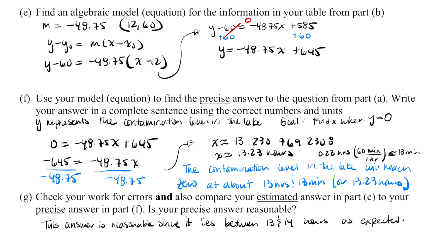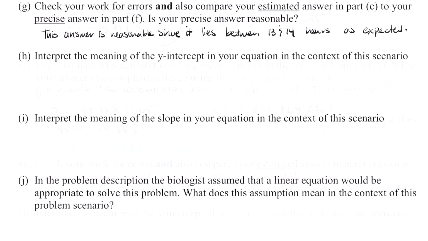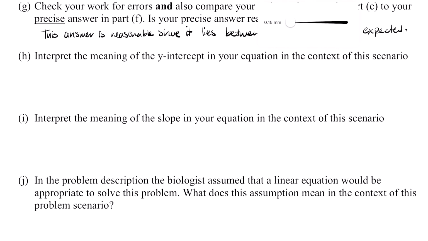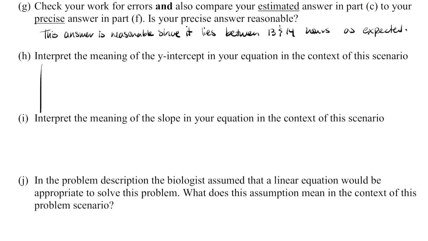Okay, let's look at part H, and I'm going to move these notes up a little bit so we can see part H better. So there we are. We can see parts G, H, I, and J. So let's look at part H. Let's interpret the meaning of our y-intercept of this equation in the context of this scenario. So I'm going to draw a little mini graph, and we don't really need it, but maybe this will help you see what's going on.